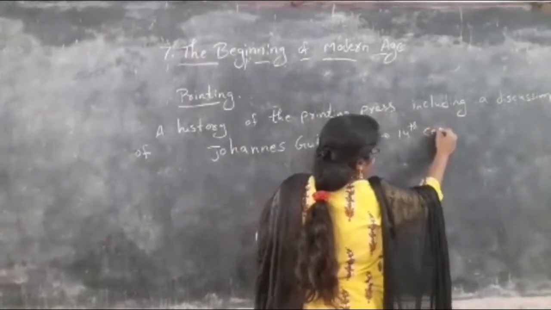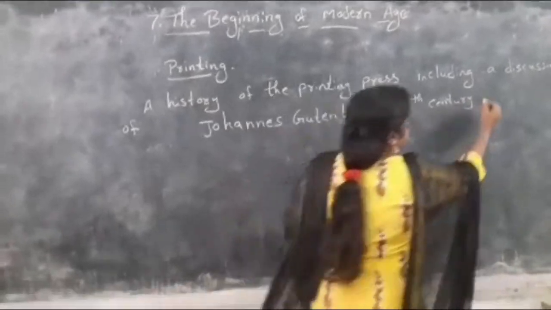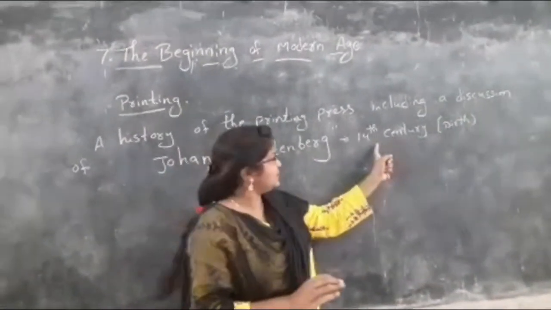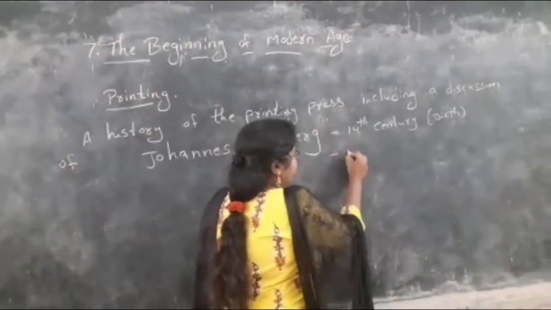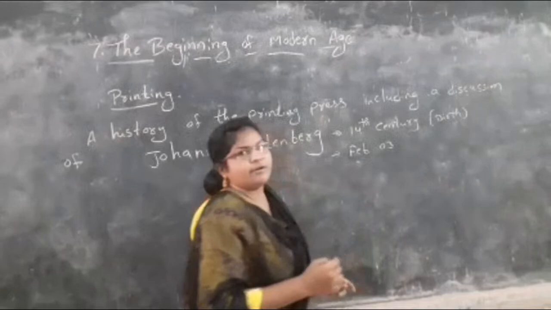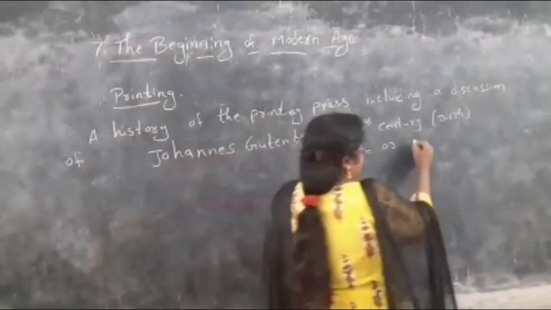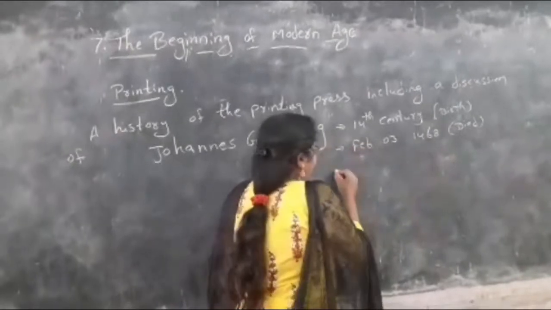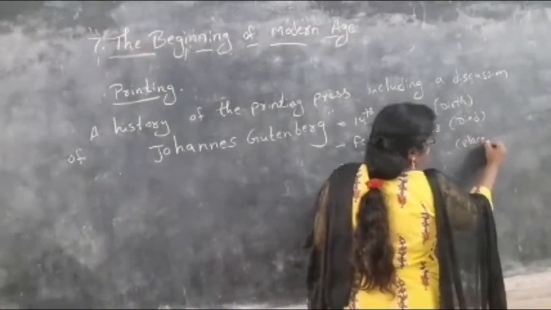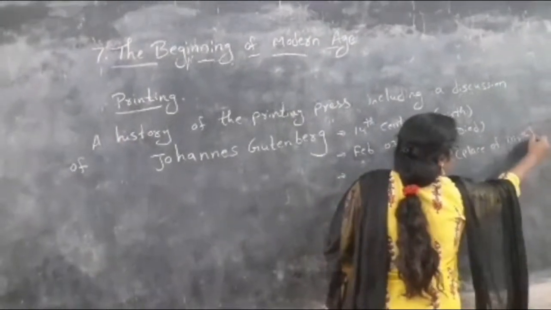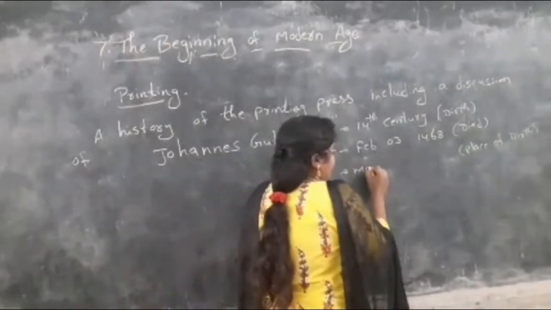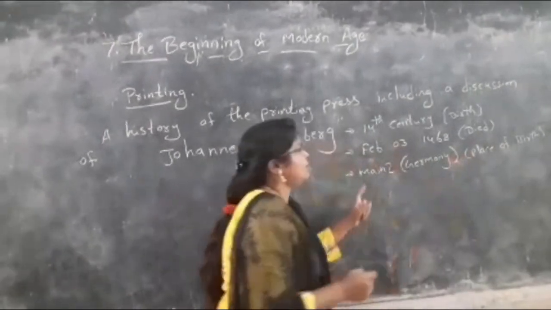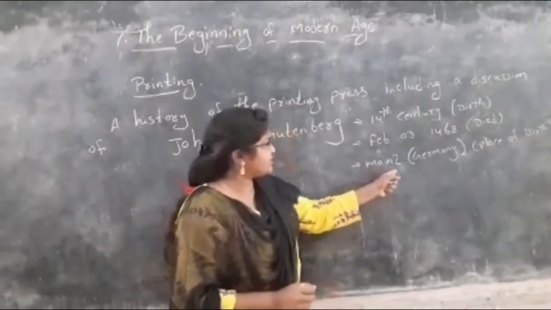14th century. There is no year, only the century is mentioned. The birth century is the 14th century. And he died on February 3rd, 1468. Place of birth: Mainz, Germany. He died also in Mainz, Germany.